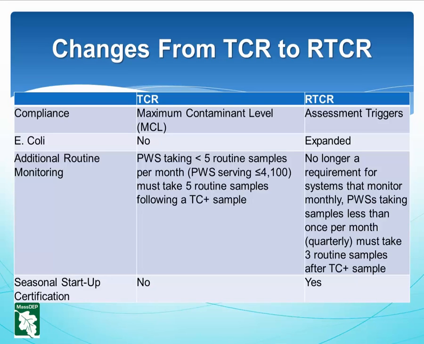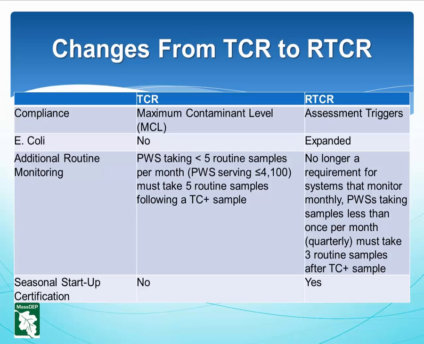Key changes from TCR to RTCR. The Total Coliform Rule, TCR, established a maximum contaminant level, MCL, based on the presence or absence of total coliforms, and also requires sanitary surveys for systems collecting fewer than 5 samples per month. The revised Total Coliform Rule, RTCR, established a maximum contaminant level for E. coli and uses E. coli and total coliforms to initiate a find and fix approach to address fecal contamination that could enter into the distribution system. Public water systems, PWSs, must perform assessments to identify sanitary defects and take action to correct them.